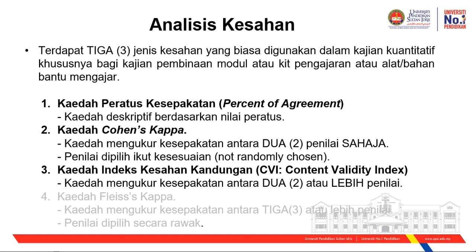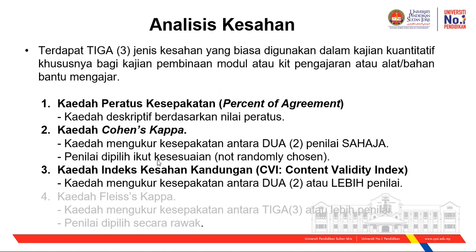Okay, for your level, obviously as I said just now, you don't have to do until dapatkan kesahan, but you need to write this in your proposal. Okay, you tak buat lagi kesahan, but you need to write it in a proposal. First, kaedah yang very common is kaedah peratus kesepakatan, or we call it percent of agreement. This is kaedah descriptive, just based on percentage. So you just find the average and then find the percentage. If a certain percentage is met, we say that the instrument is good enough untuk diguna pakai dalam kajian.